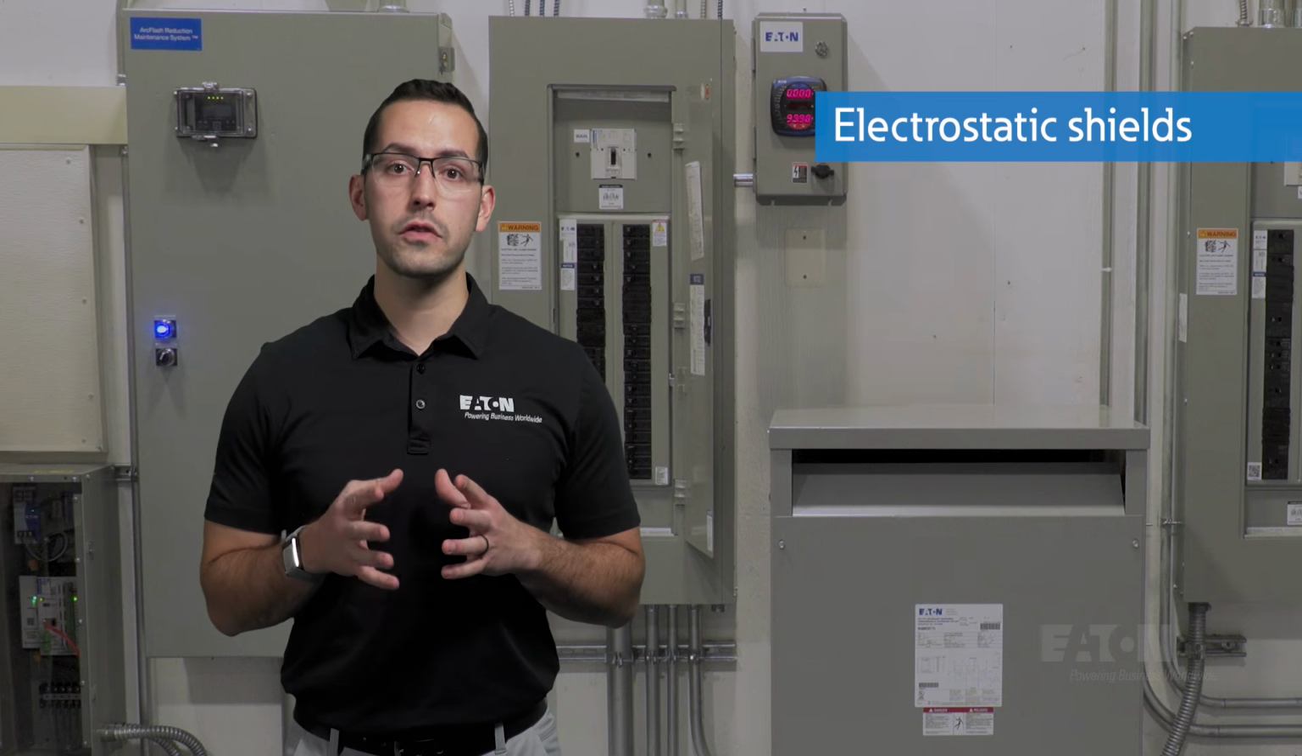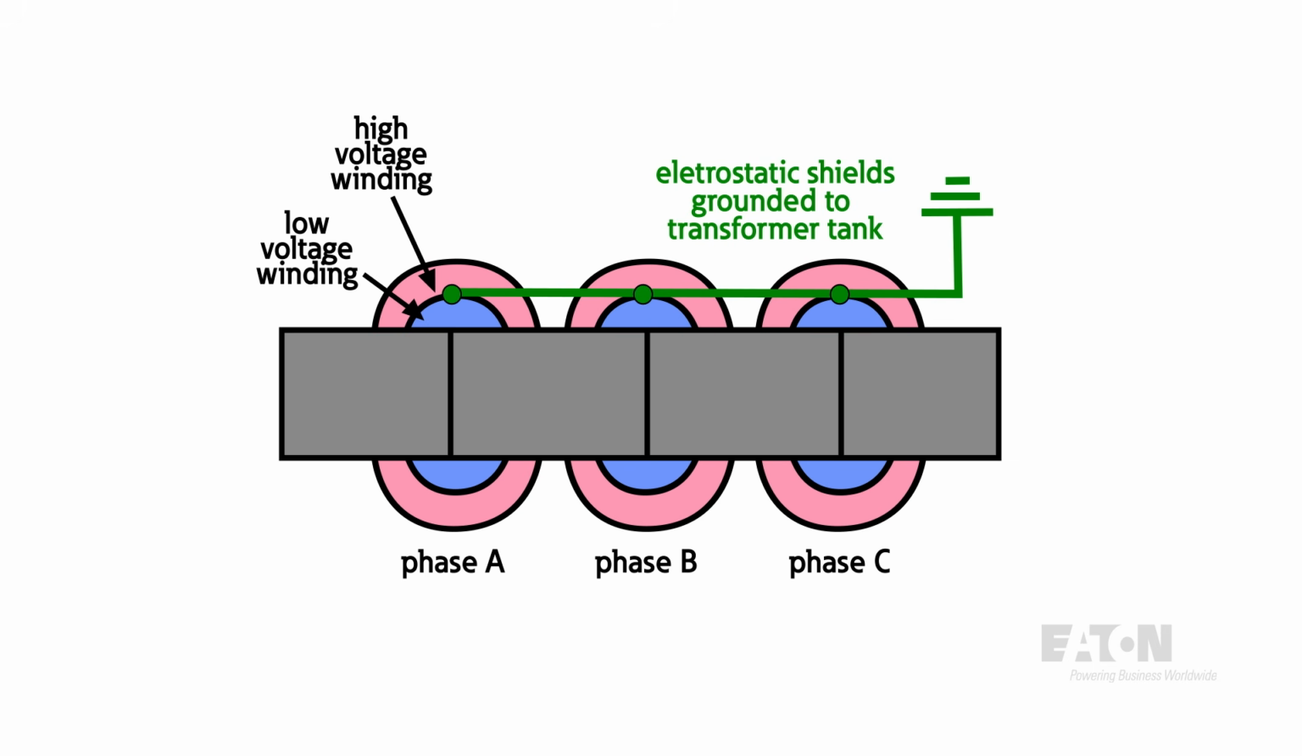Electrostatic shields. Electrostatic shields are conducting sheets placed between primary and secondary windings and grounded to reduce electrical interference and to provide additional protection from line-to-line or line-to-ground noise. Sometimes these are referred to as Faraday shields.